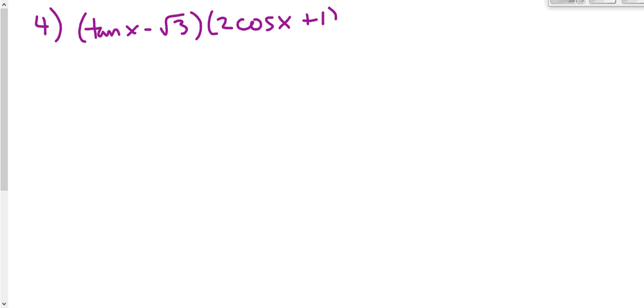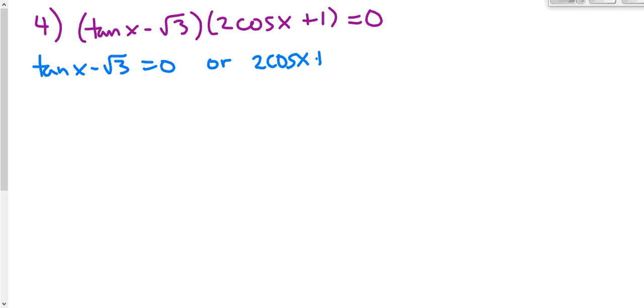Number 4. Tangent of x minus square root 3 times 2 cosine x plus 1 equals 0. Okay, so let's set each factor equal to 0 and solve each equation. So for the first equation, we'll add square root 3 to both sides. Tangent x equals square root 3.